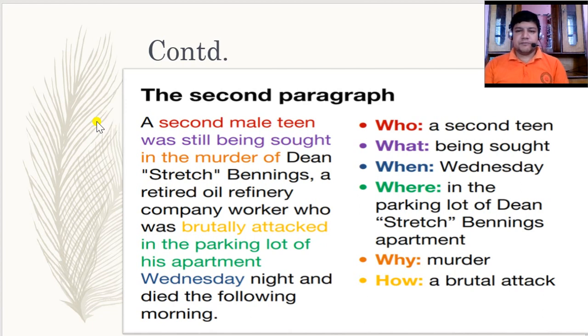So here the person related is a second teen. The information related to what is being sought. The information related to time is Wednesday. The information related to place is in the parking lot of Dean Stretch Mennings' apartment. The information related to why, the reason is murder, and how that murder was done. A brutal attack, it is mentioned here. This is related to how.